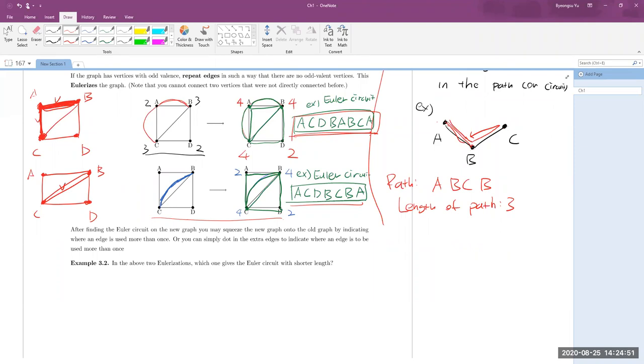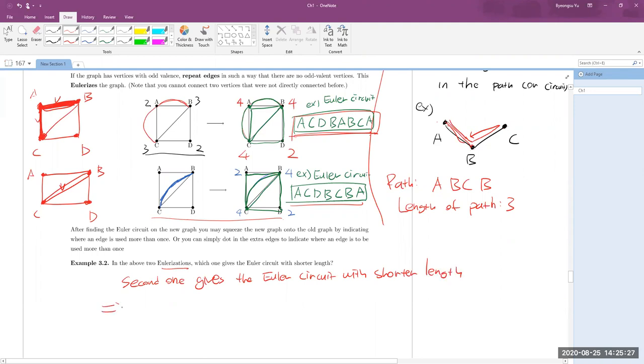But which one is minimal? First one or second one? Second one, right? Because the second one repeated only one edge, CB, but the first one repeated two edges, which are AC and AB. So in the above two options, the second one gives the Euler circuit with shorter length, which means that it gives a circuit of the original graph with minimum length.